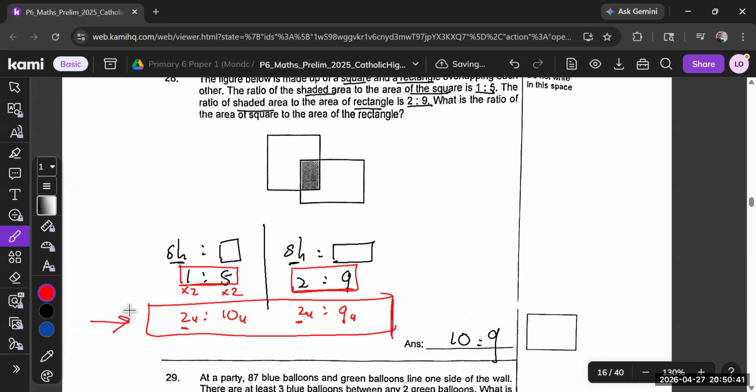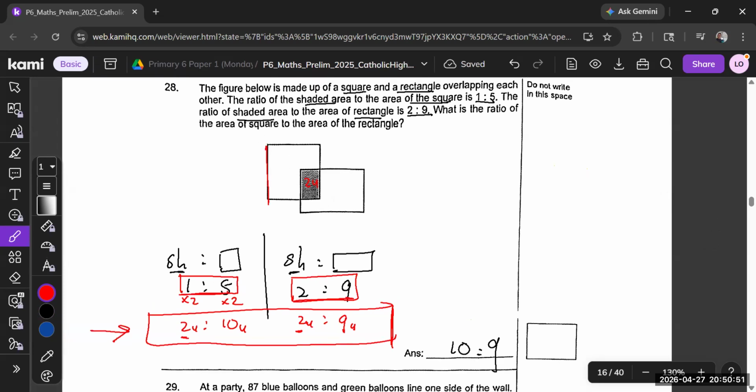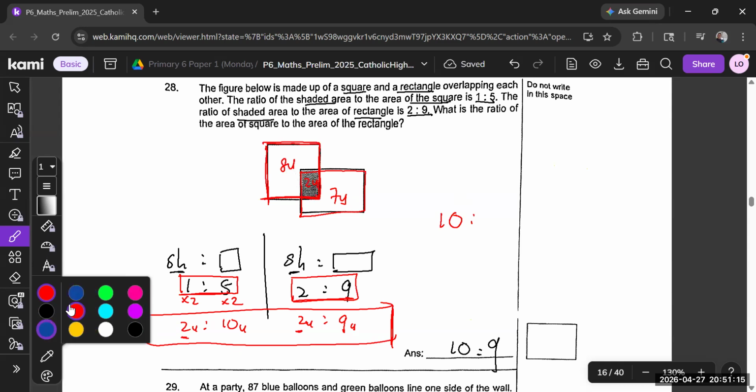Those of you who got it wrong, did you transfer the units into the picture? The shaded is 2 units. Do you do that? And the area of the square is 10 units minus 2. Do you put 8 units? And the area of the rectangle is 9 units minus 2, 7 units. Mr. Tong told you already. Then can you get the ratio of the square, which is 10, the square area, 8 plus 2, 10. Then the rectangle is 7 plus 2, 9.